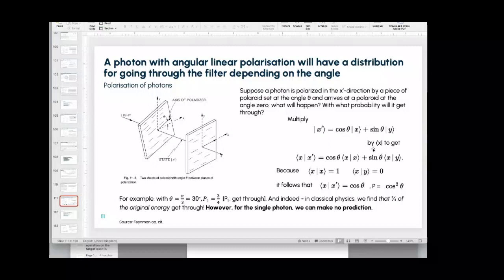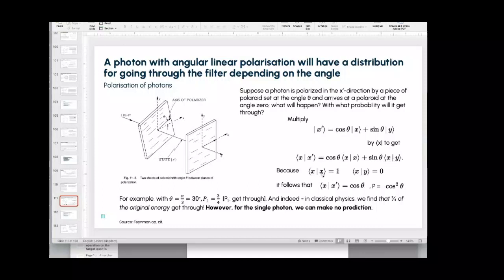And then if you multiply this by X, you get this, and then you can calculate this is cosine theta. So to know the likelihood of getting through this polarizer, you need to multiply by the bra X, because this gives you the likelihood to go from this state into this state, right? So you have to multiply this by X and this by X, so you get cosine theta <X|X> plus sine theta <Y|X>.